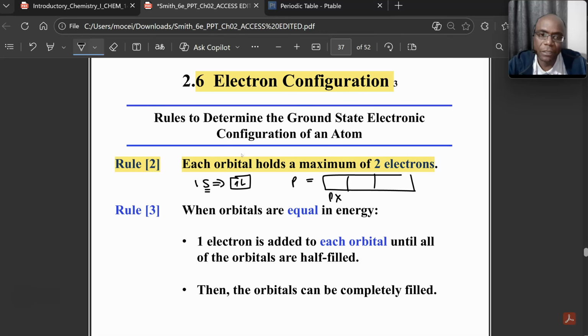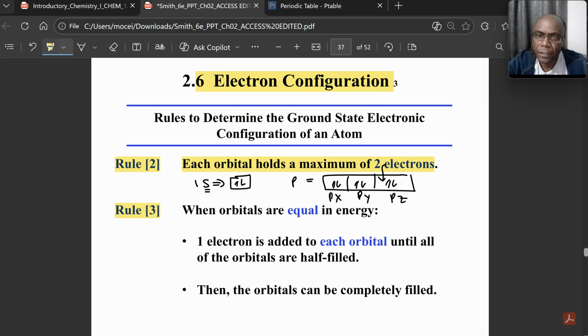Now if you're looking at the p subshell, it has 3 p orbitals, like px, py, pz, 3 types of p orbitals, but they are all the same energy. But again, each orbital carries a maximum of 2 electrons. Same with the 3d, it has 5 boxes. Those boxes are orbitals. Each of those orbitals will carry a maximum of 2 electrons.